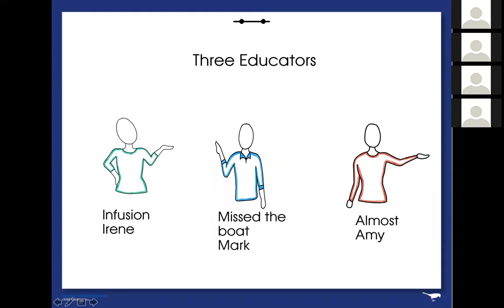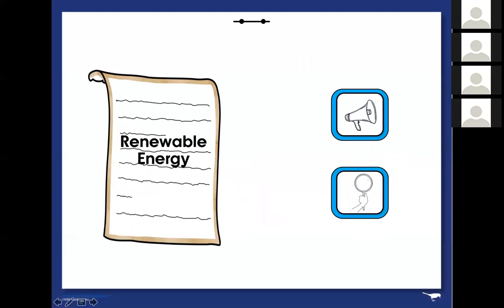So let's look at 3 educators. We'll look at Infusion Irene, we'll look at Missed the Boat Mark, and then we'll look at Almost Amy. We'll look at these 3 different educators. We'll look at how they have tried or not tried to infuse some digital literacy frames into their teaching. Let's start by looking at Infusion Irene. So Infusion Irene wanted to teach a lesson on renewable energy. That was her content. That was what she was really trying to teach.